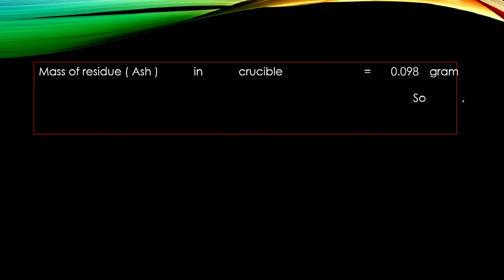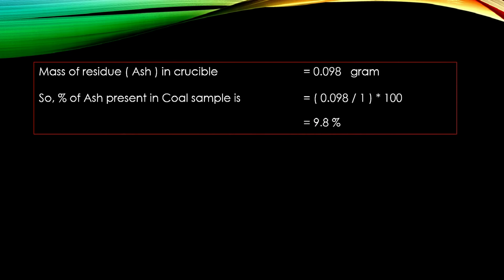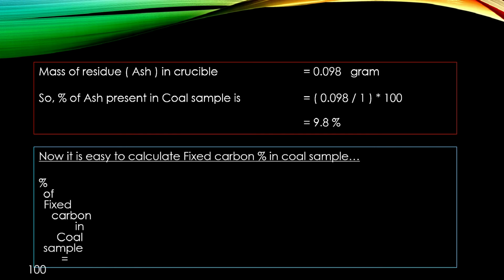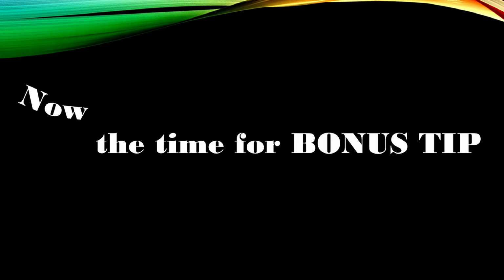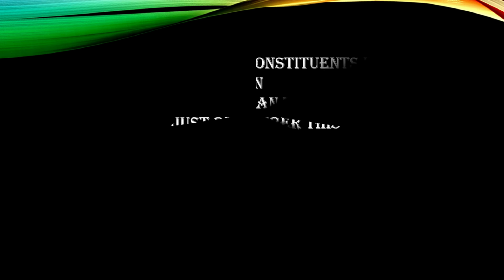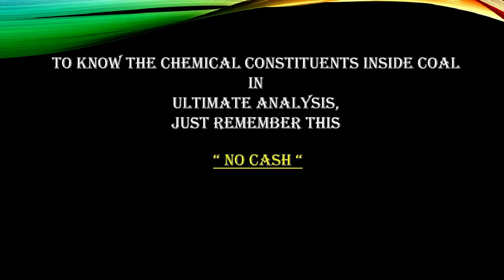After the release of moisture, volatile matter and fixed carbon, only ash is present inside the crucible. The mass of residue in the crucible is 0.098 gram. So the percentage of ash present in coal sample is 9.8%. Now it is easy to calculate fixed carbon percentage in coal sample. To know the chemical constituents inside coal in ultimate analysis, just remember this.